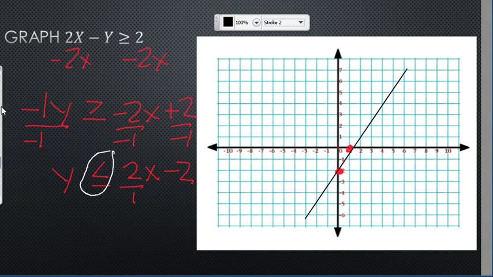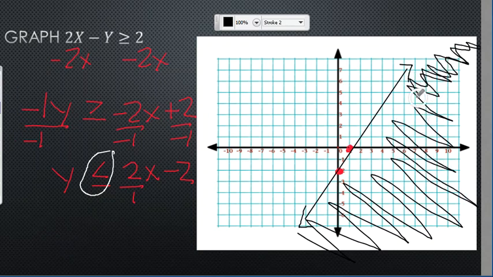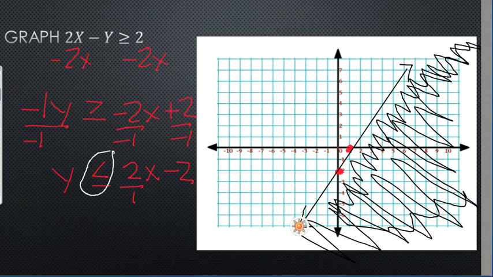Now we need to figure out where we are going to do our shading, or where our solution area is. So again, we go back to our inequality symbol, and our inequality symbol is a less than. The y is less than or equal to. So that means all of our shading is going to be on the bottom. This is the half that's going to be shaded. So our solution area includes any point that's on this line, which would make this inequality statement true, and then also any point that's within this solution area.